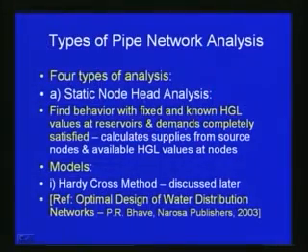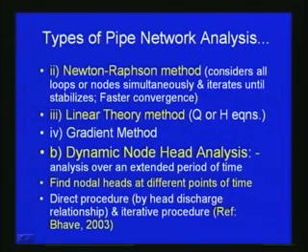These different types of analysis with respect to pipe networks you can see in the textbook Optimal Design of Water Distribution Networks by P.R. Bhave, published by Narosa Publishers in 2003. As I mentioned, there are different types of static node head analysis. First one is the Hardy-Cross method, which we will be discussing later, and the second is the Newton-Raphson method. In the Hardy-Cross method, generally we consider one loop at a time, and we do the successive approximation which we discussed earlier.